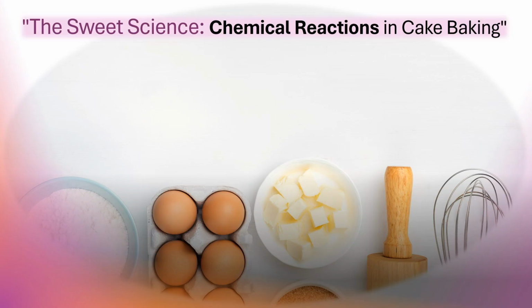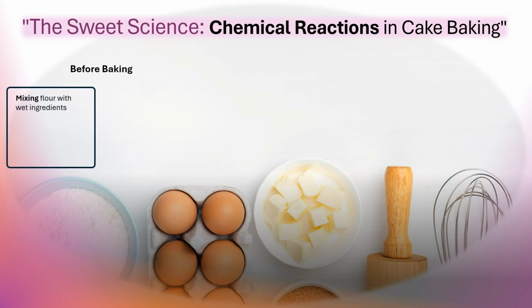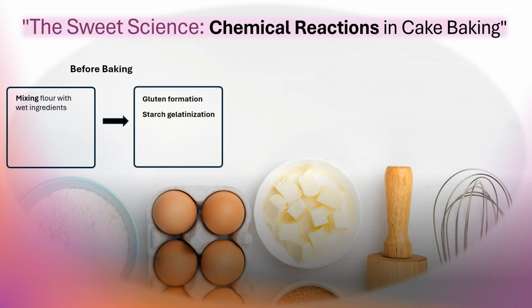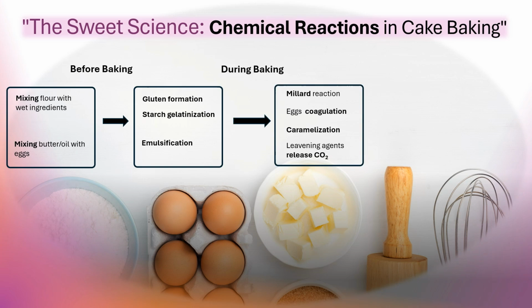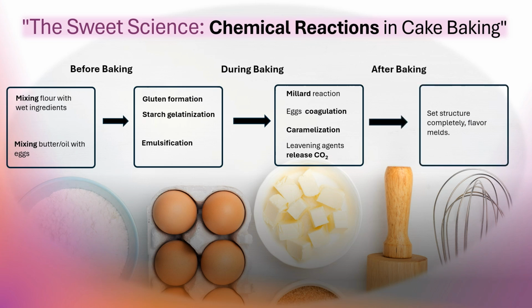The sweet science, chemical reactions in baking. Before the baking process, mixing flour with wet ingredients, there are two reactions taking place, gluten formation and starch gelatinization. When we mix butter or oil with eggs, it forms an emulsion. During the baking process, there is a series of reactions: Maillard reactions, egg coagulation, caramelization, and leavening agents release carbon dioxide. And after the baking process, the structure is set completely and flavor melds. So let's talk about each of these reactions in the next slides.